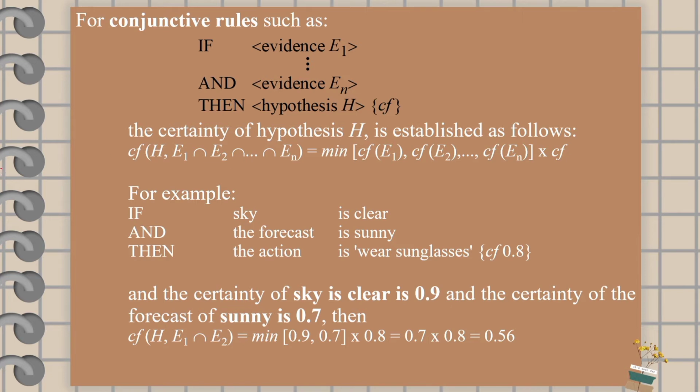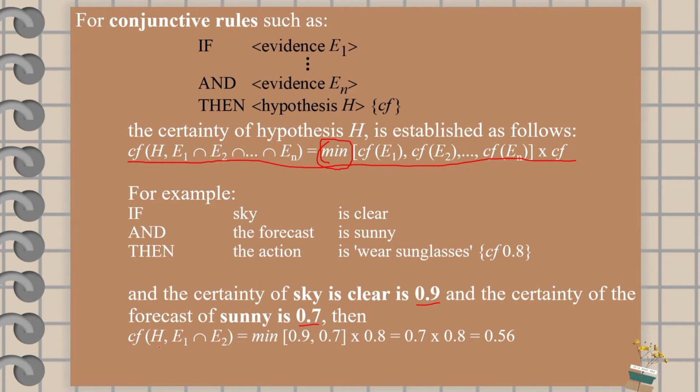For conjunctive rules, such as if evidence 1 and evidence n, then hypothesis and the CF value, here we have given the formula. In this formula, we are using the minimum value of our evidence. So for example, if sky is clear and the forecast is sunny, then the action is wear sunglasses and the CF is 0.8. The certainty of sky is clear, our evidence 1, and the certainty of the forecast of sunny is 0.7, our evidence 2.